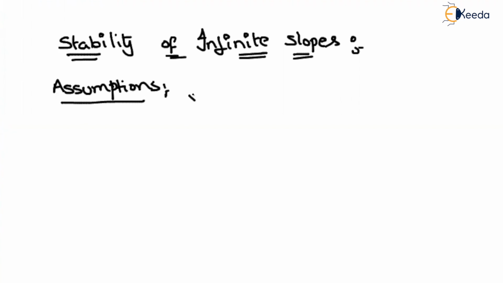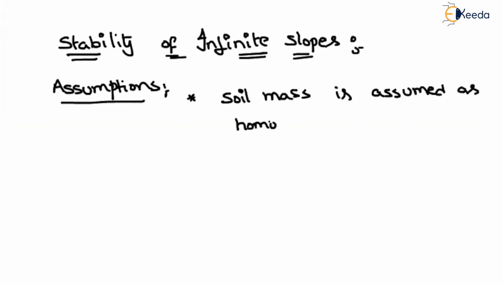So the first assumption is that the soil mass is considered as homogeneous. That means along the long distance at a particular depth, it is mandatory that uniform conditions will exist. So that's why we are assuming that the conditions will be the same at a particular depth.